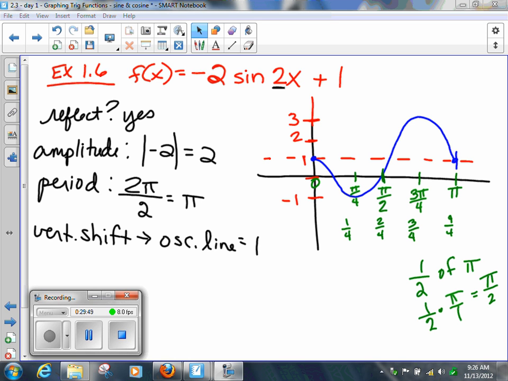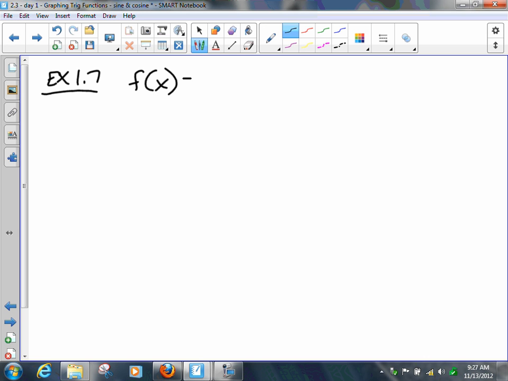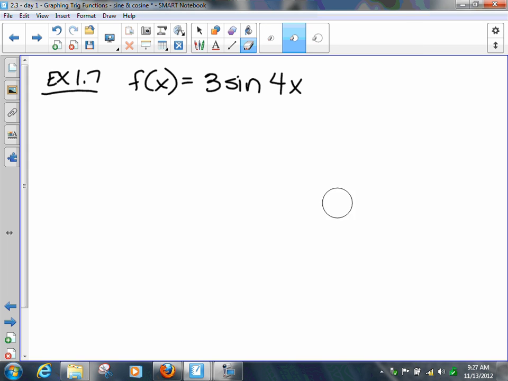Let's look at another one. I want you to do this one from beginning to end. Example 1.7, here we go. F of x is equal to 3 sine 4x minus 2. I want you to do that one, and if you need to work with someone in front of you, beside you, or behind you, you can do that. But this one you're doing by yourself.